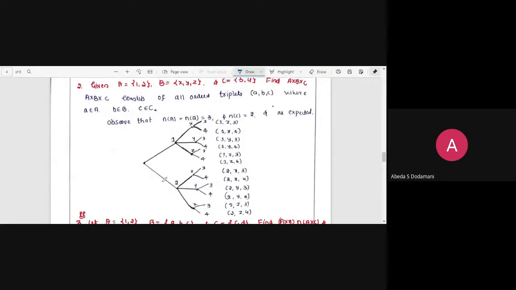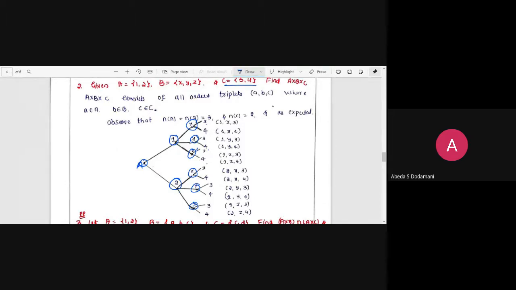So I started with the first main diagram. I started with A. Here you can observe this is my A, and A contains 1 and 2. Next, I'm connecting 1 to B. B means X, Y, Z, and 2 is also connected to X, Y, Z. Are you able to see, guys? Yes, ma'am. Now again, every X is connected to C, that is 3, 4. Y is connected to 3, 4. Z is connected to 3, 4.